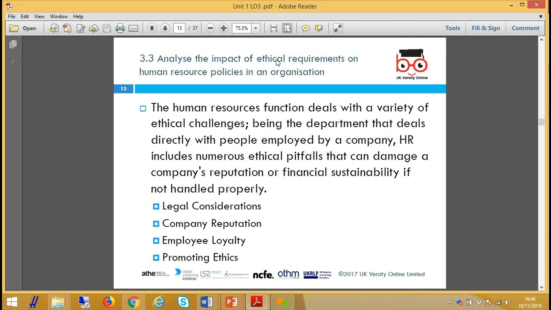So in terms of impact, where the company hasn't done this right, HR has not done this right, this is where you now have some of the ethical issues we've mentioned across the lecture. One, you have a legal consideration. If you breach the law of a country, then there are sanctions, which may be a fine, and in some cases even imprisonment of company directors or managers or employees.